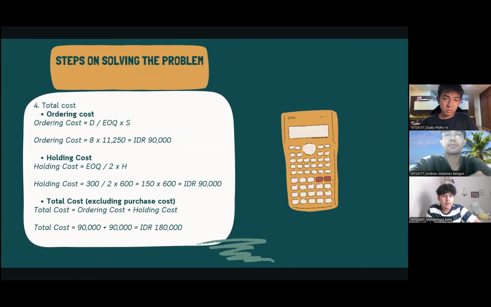Moving on, we have the total cost, and how do we find that? The total cost itself has a few sections. The ordering cost is D over EOQ times S. In this case, it would be 8 times 11,250, which equals 90,000 rupiah. And the holding cost is found by EOQ over 2 times H, which results in 90,000 rupiah as well. Now, this total cost excludes the purchase cost itself. So it's just the combination of the ordering cost and the holding cost, which are both 90,000. We sum them up into 180,000 rupiah.